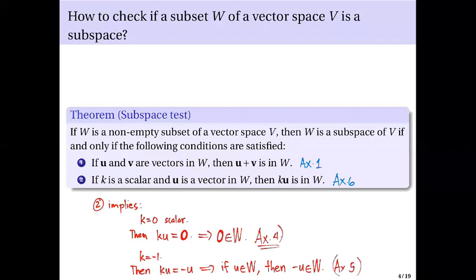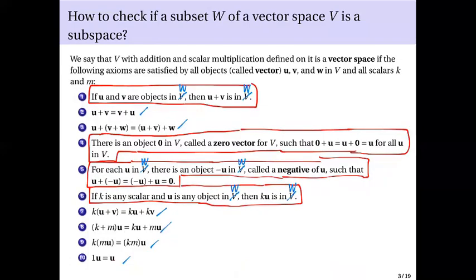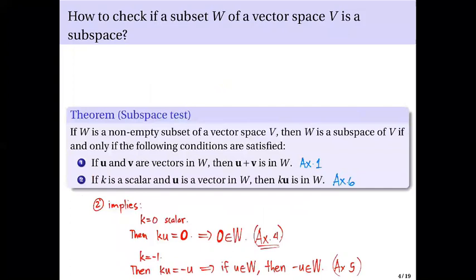So axiom 4 and axiom 5 will follow from statement number 2 here, which means we only need to check closure under addition and closure under scalar multiplication in the set W. So from 10 statements, we reduce it to 4 statements, but 4 and 5 will follow from statement 6. So we only need to check 1 and 6. And we call this the subspace test.